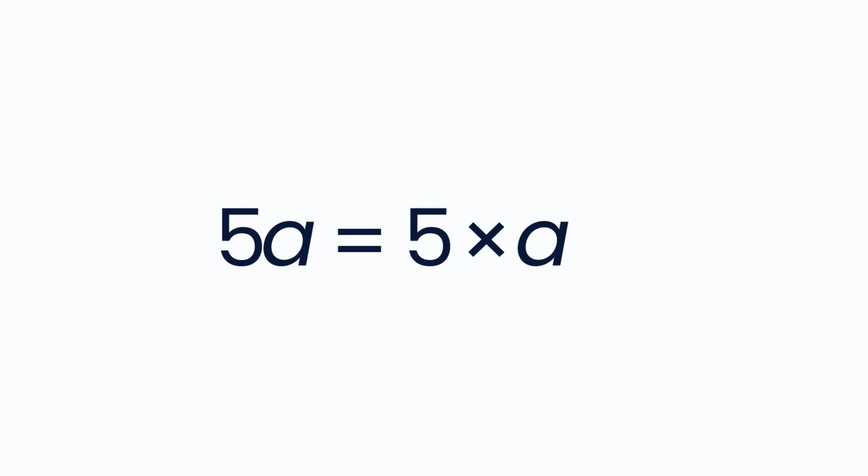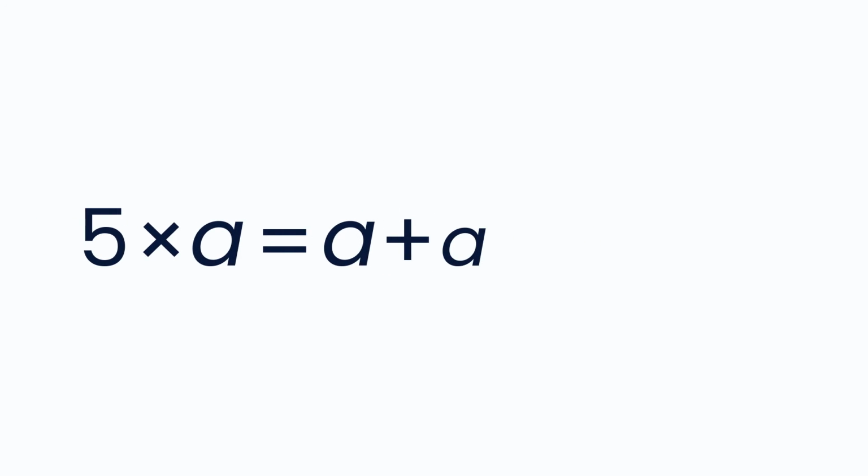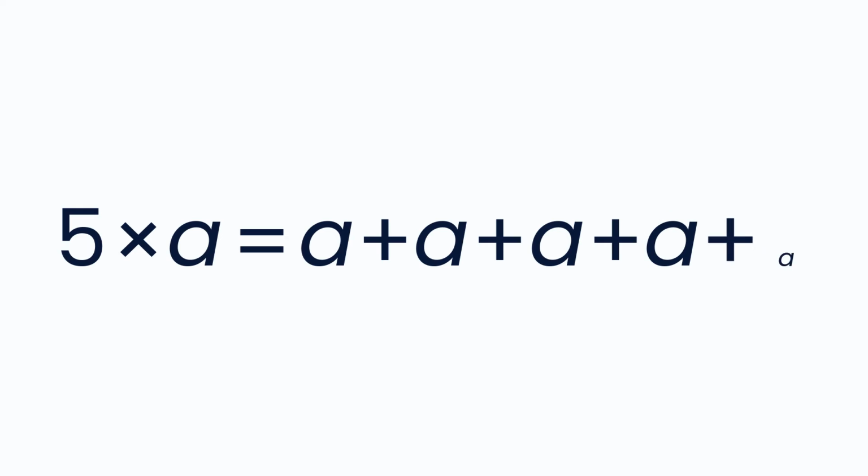When a number and variable are written together, there is an invisible multiplication sign between the number and the variable. This means 5a equals 5 times a, which is the same as a plus a plus a plus a plus a. So, what happens when there is only one a?